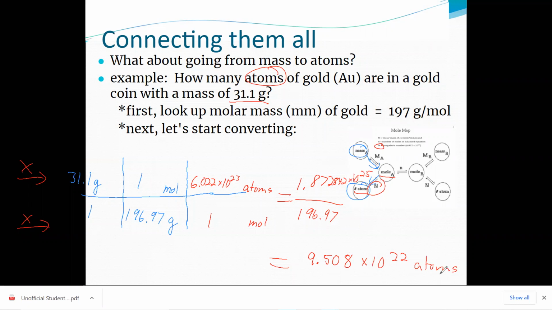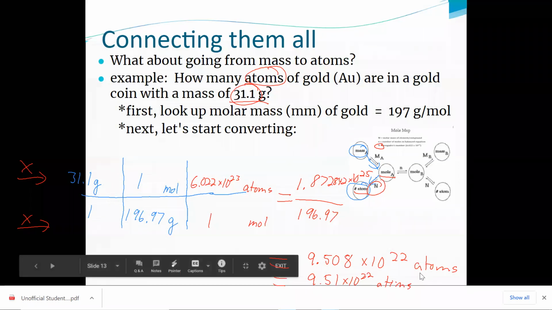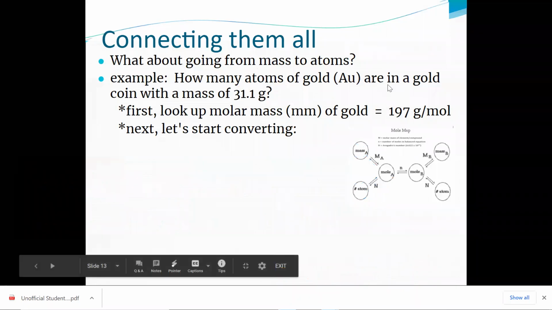We would round this off because in our given number, there's only 3 sig figs, so our answer has to have 3 sig figs. So we're going to round that to 9.51 times 10 to the 22nd atoms. And that would be our final answer. So I hope that was helpful. Feel free to ask me questions in class.